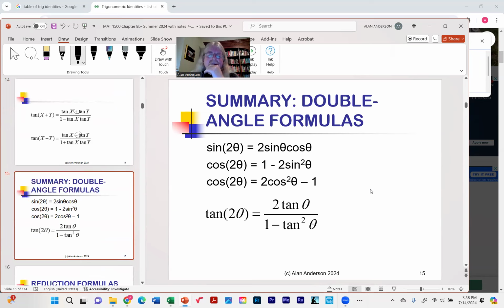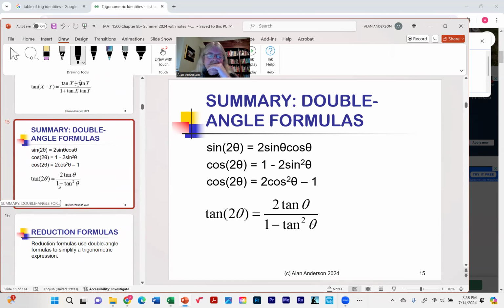And then these are some of the double angle formulas. Again, you never know when you might need them. Now, nobody expects you to memorize them, but you should at least have them in a nice little chart in front of you when you're doing your assignments.